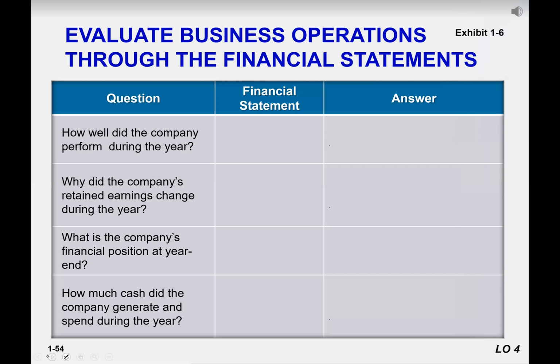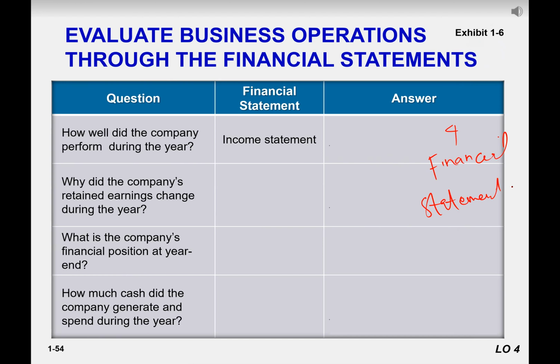So the question is, how well did the company perform during the year? We can find out through financial statements. Basically there are four financial statements. Number one is income statement. Number two, retained earnings statement. Number three, balance sheet. Number four, cash flow statement.